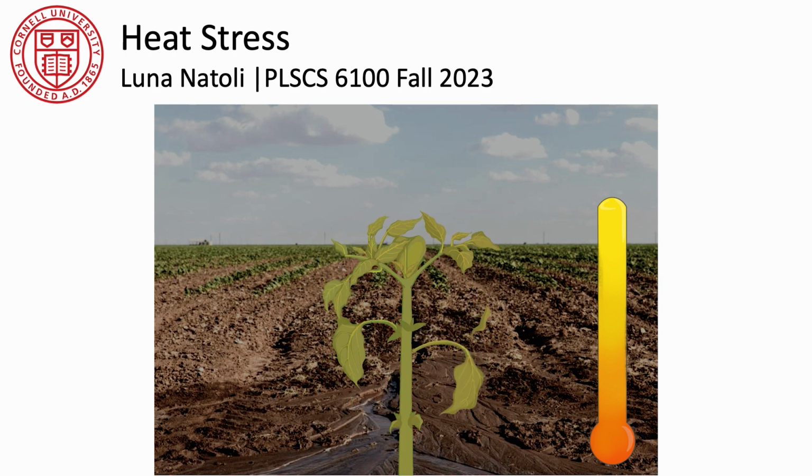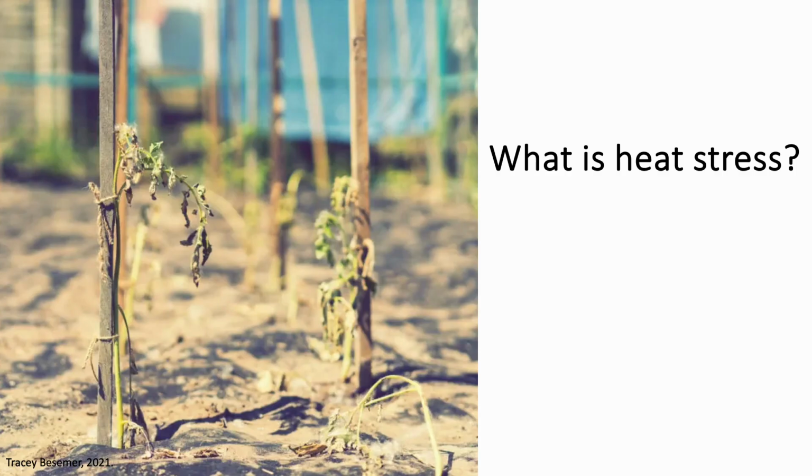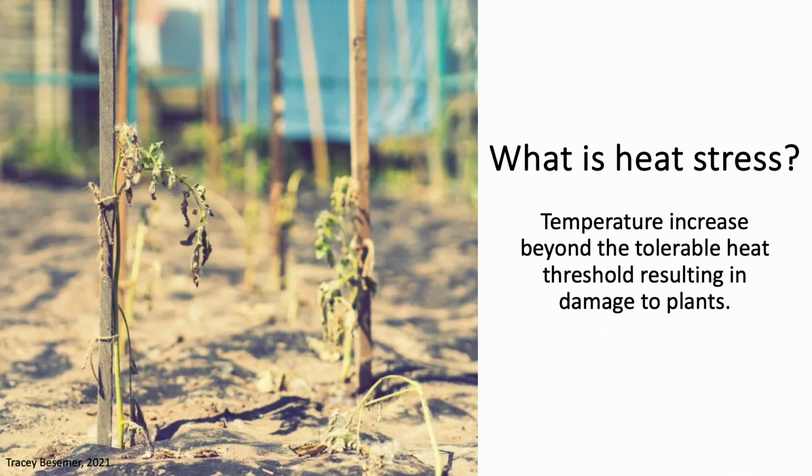Heat stress in plants occurs when temperatures rise above a plant's heat tolerance threshold, the temperature a plant can withstand without experiencing significant and irreversible changes to growth and development.